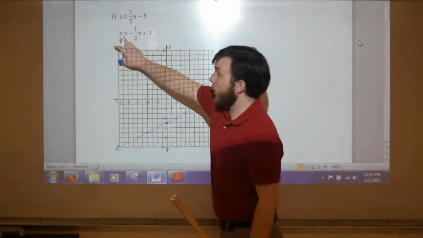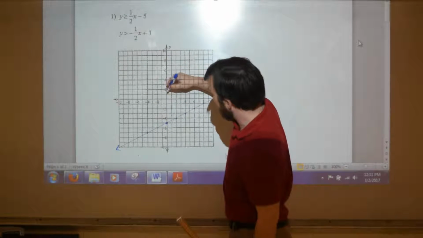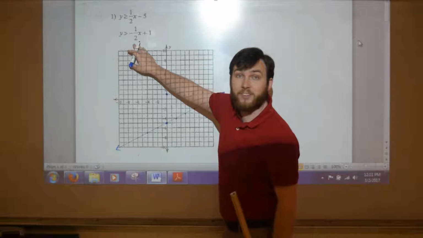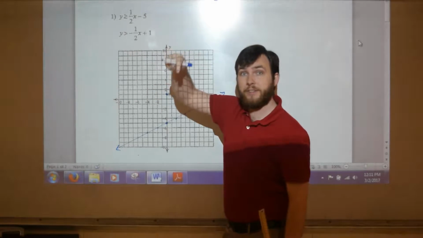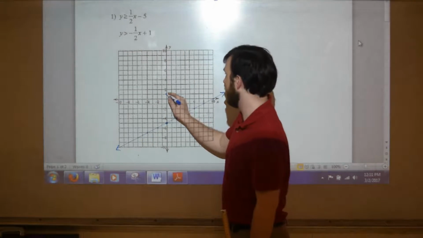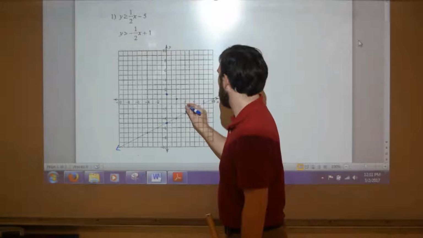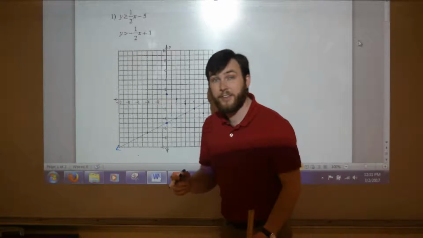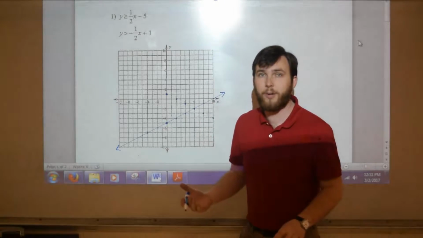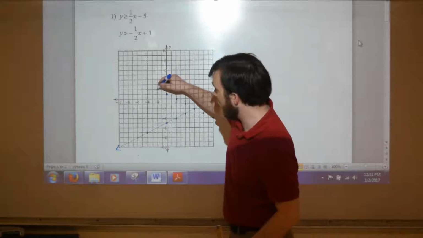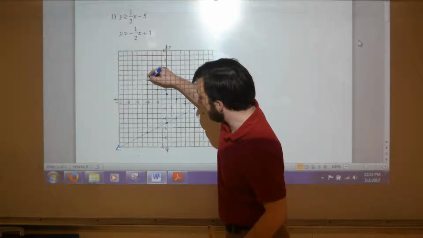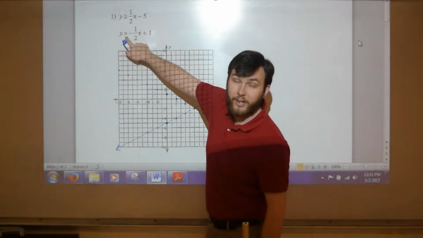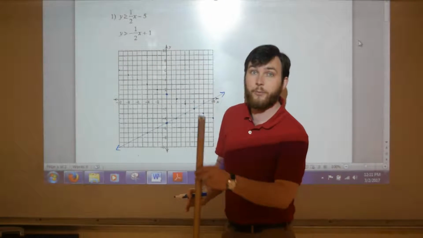For the second line, y is still by itself with a y-intercept of 1. This time the slope is -1 over 2. So I'm going to go down 1 and right 2. You might be thinking, what if we called the 2 negative and the 1 positive? Well, that just means you would go up 1 and left 2, which continues that line on in the other direction. We don't have an equals, so this time when we draw the line, we need to make it dashed.